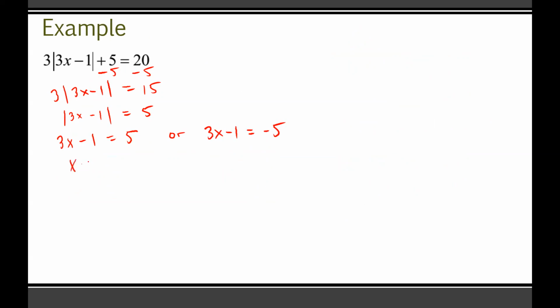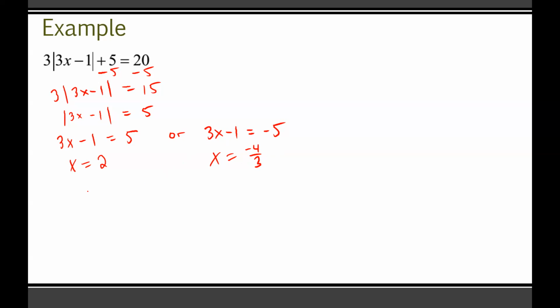6 divided by 3, x is going to equal 2. On this one, if we add 1, we're going to have negative 4. Negative 4 divided by 3 is just x equals negative 4 over 3. It's usually easier to leave it as a fraction, believe it or not. Changing it into a decimal can cause you to get a little wonky later on.